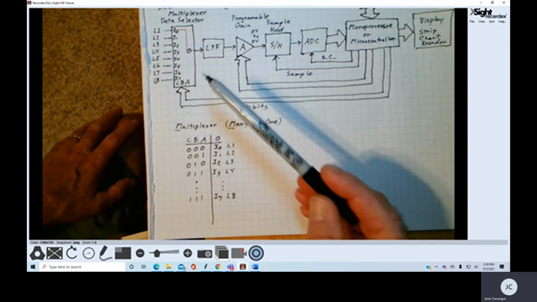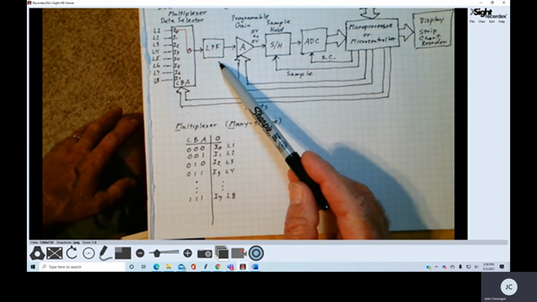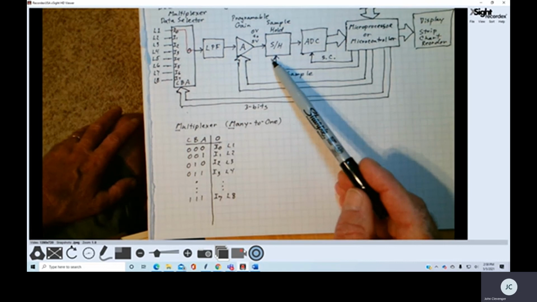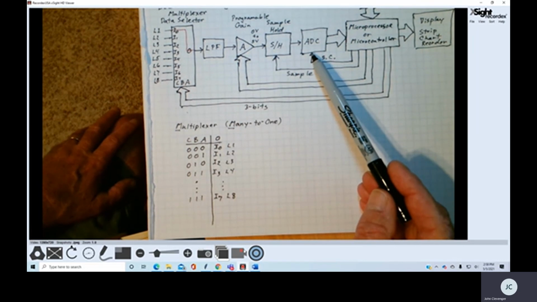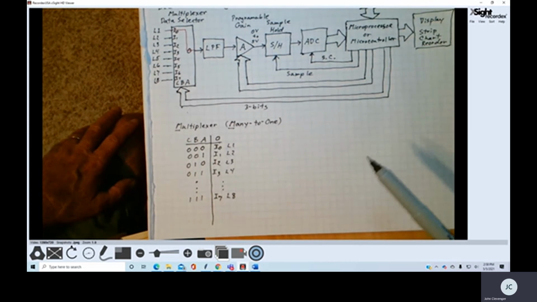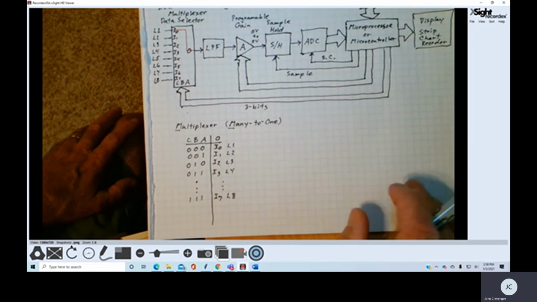And that way we don't need 8 separate low pass filters. We don't need 8 amplifiers. We don't need 8 sample and hold circuits. We don't need 8 analog to digital converters. We read from these one at a time, as shown.